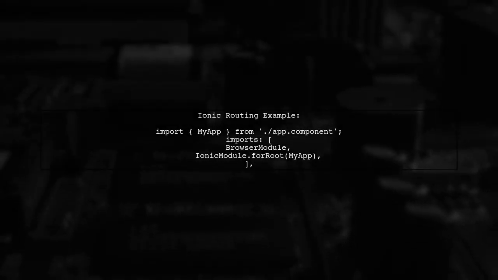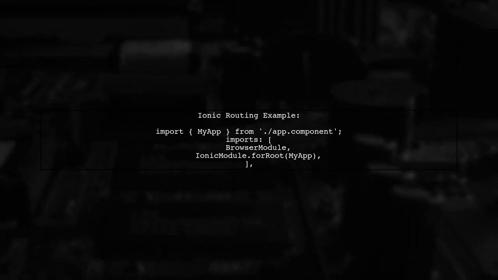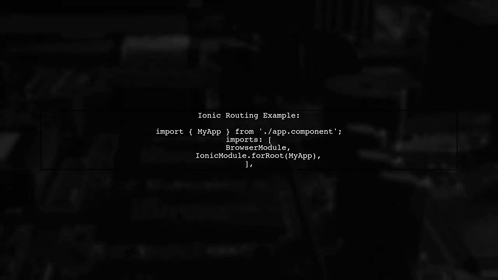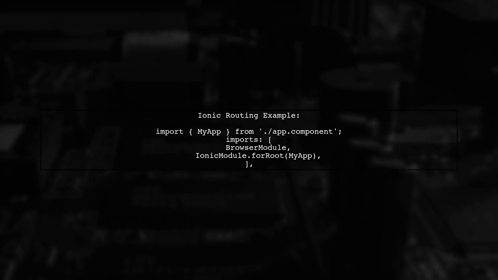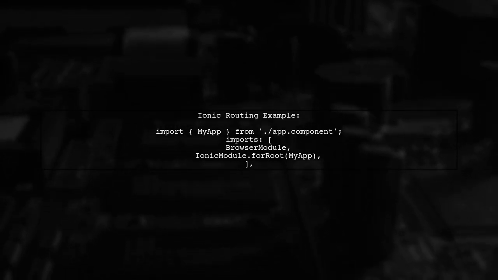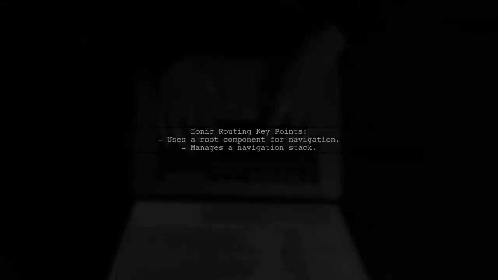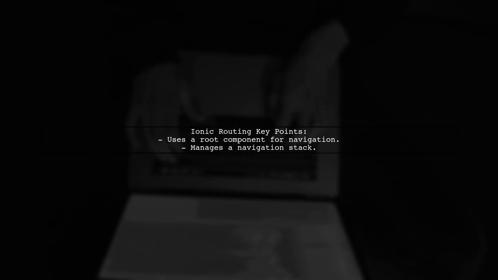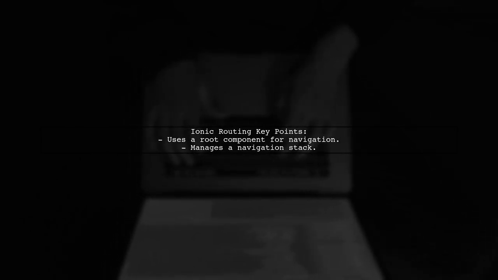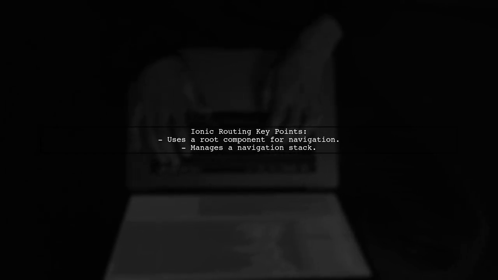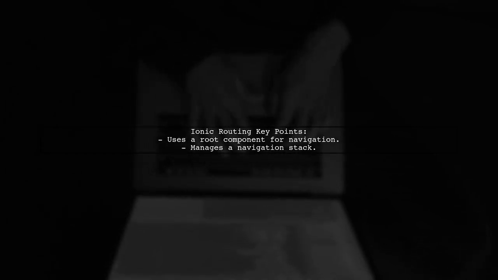Now, let's look at Ionic routing. In Ionic, instead of passing a constant with routes, we pass a component to the forRoot function. This means that Ionic is designed to work with a root component that manages the navigation stack, which is different from Angular's approach.